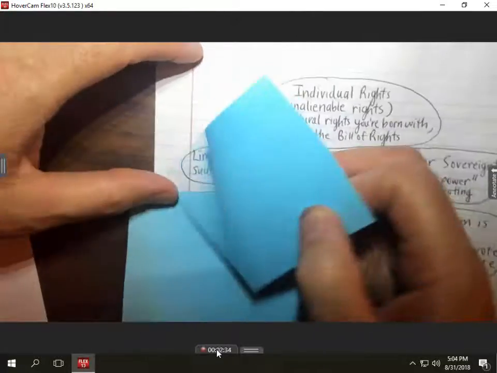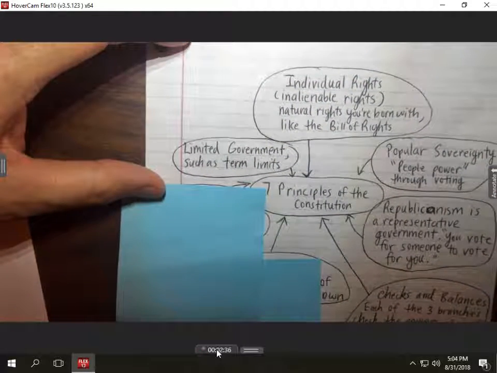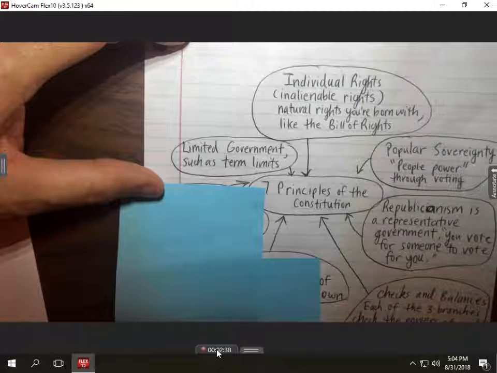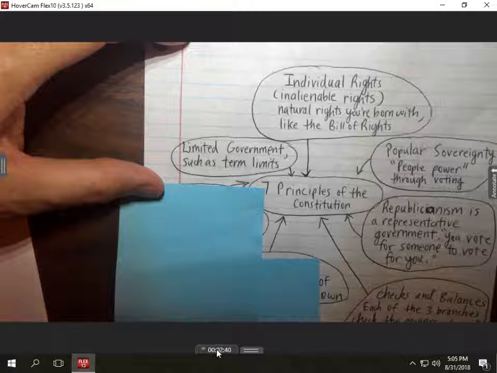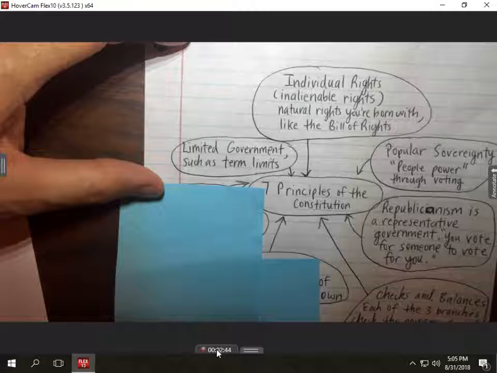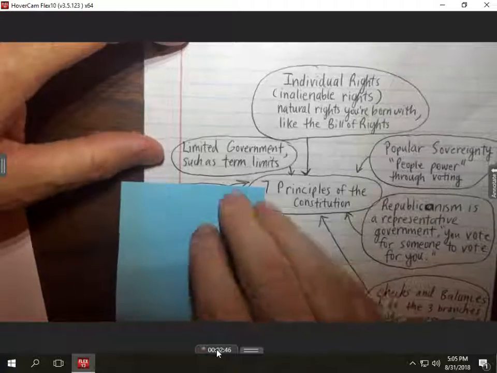All right, another principle of the Constitution is limited government, such as term limits. The president can only serve 2 4-year terms for a total of 8 years. Limited government.